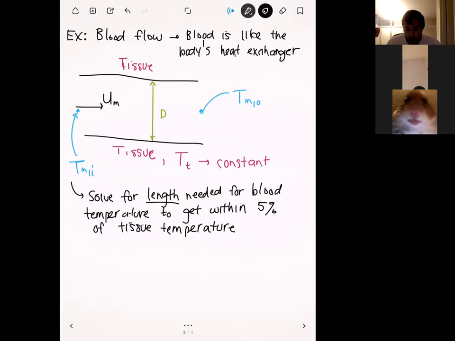And so basically what that means is that T_m,o here is within about 5% of whatever that tissue temperature ends up being, okay? And we're going to assume the tissue is at a constant temperature, right? And so we're going to do this under two situations. We're going to do it for what I call a relatively large artery. These are the bigger blood vessels that you have in your body.